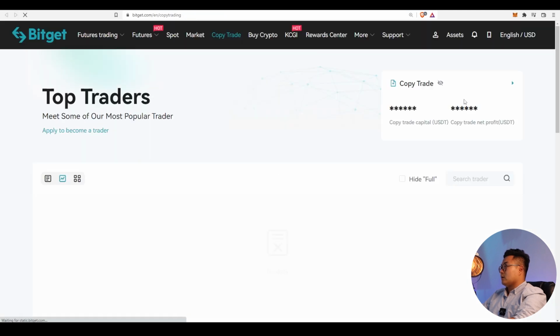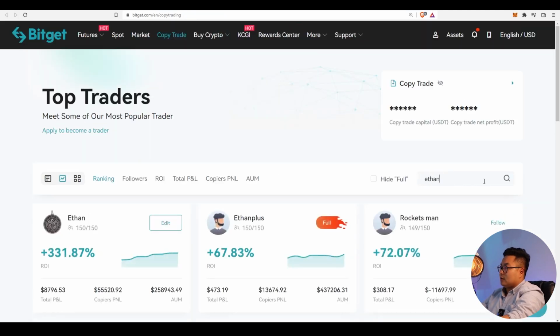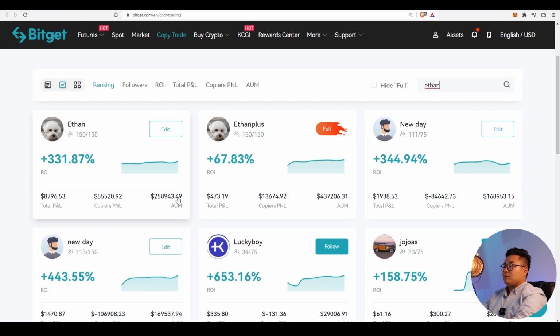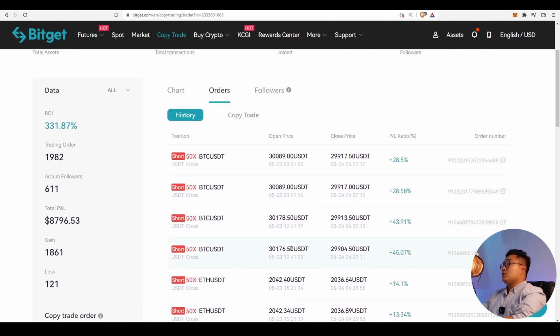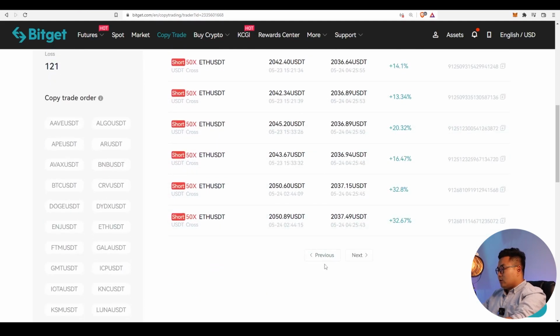So if we go to copy trading on the main website and we go to Ethan like this, we can see that Ethan has $258,000 in assets under management. That's pretty good. That's quite a lot of people following. So you need to come to the order section and really look into it. And don't just look at the first page and see all the positive numbers and think that's fine.